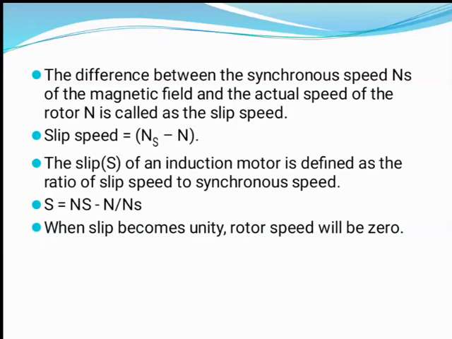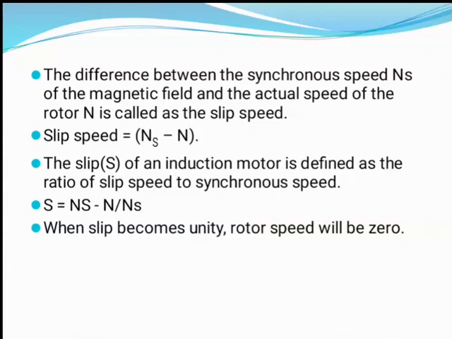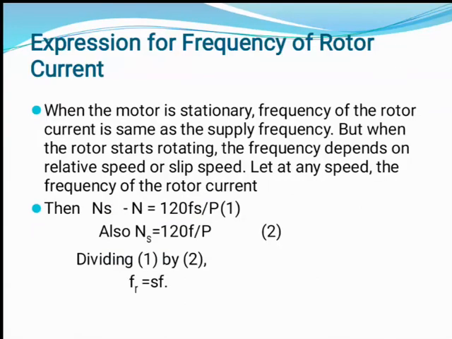When the slip becomes unity, the rotor speed will be 0. Can you imagine this sentence? When the slip becomes 1, see this equation, (ns minus n) divided by ns. If n, the rotor speed, becomes 0, then in the numerator we get only ns, and in the denominator we also have ns, so ns divided by ns is equal to 1. The slip will become unity. When the slip becomes unity, the rotor speed is 100% zero. That's why when the slip becomes unity, the rotor speed will be 0.